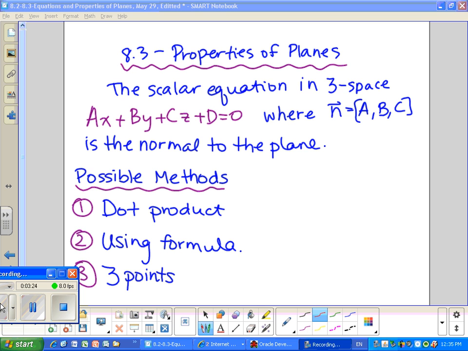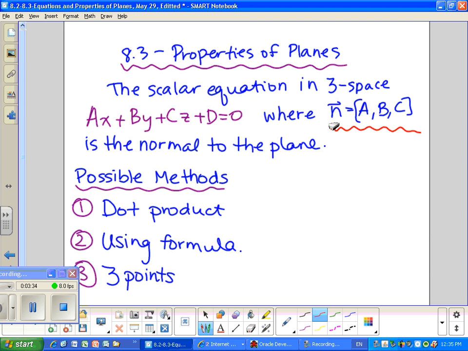Okay, so in 8.3, we're going to look at the scalar equation, which is a few more properties of finding equations for planes. And just like before, the coefficients from the scalar equation are the coordinates of the normal vector. The normal is the perpendicular vector. So wherever your plane is on the axis, that normal is the perpendicular vector to it. There are 3 different ways that we can solve for the scalar equation: the dot product, using the actual formula, and then using 3 points.